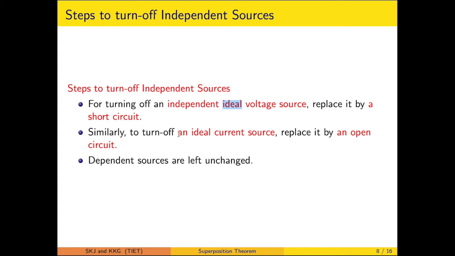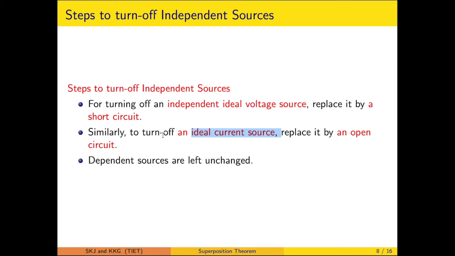Similarly is the situation when there is a current source. When it is a practical current source, it is represented as a combination of the ideal current source and the parallel internal resistance. So the ideal current source is to be made open circuit.